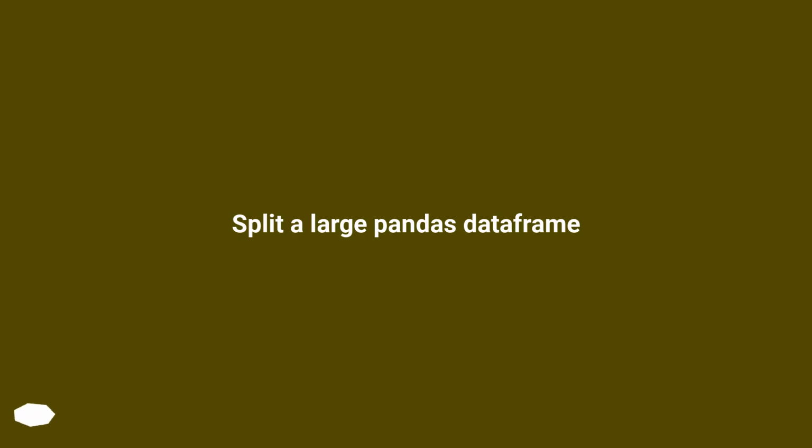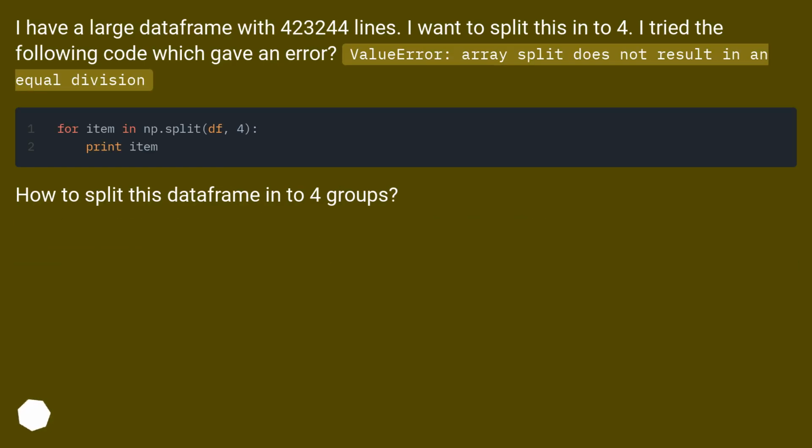Split a large pandas data frame. I have a large data frame with 423,244 lines. I want to split this into 4. I tried the following code which gave an error: ValueError: array split does not result in an equal division. How to split this data frame into 4 groups?